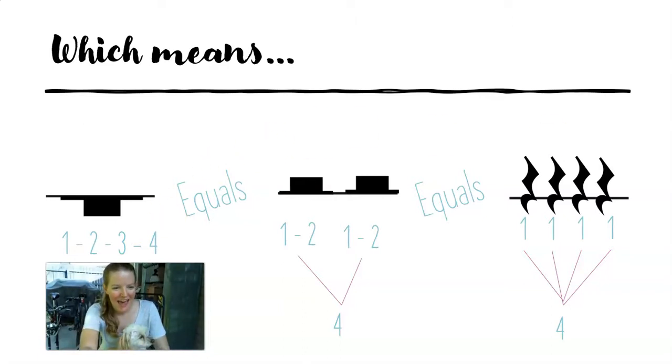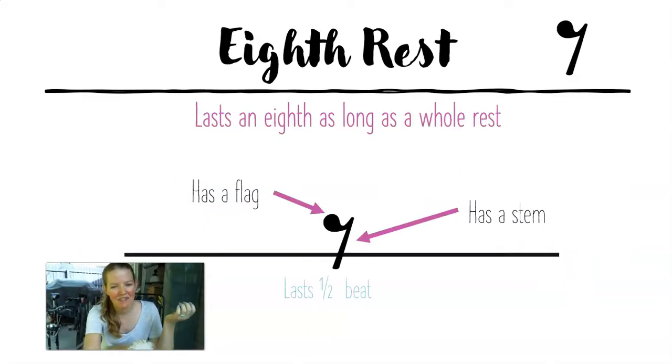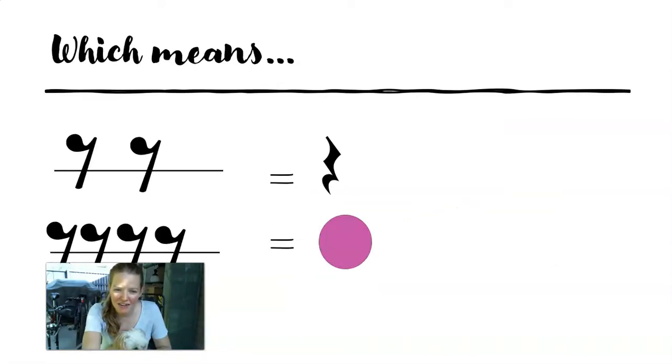So halving the quarter rest then becomes the 8th rest. 8th rest looks kind of funny. It has a dot and a little line and a stem and a flag, and it lasts half as long as the quarter rest. So there's not a really cool way of barring multiple 8th rests together. You just kind of would write a quarter rest or something like that. But that means that 2 8th rests equals 1 quarter rest.